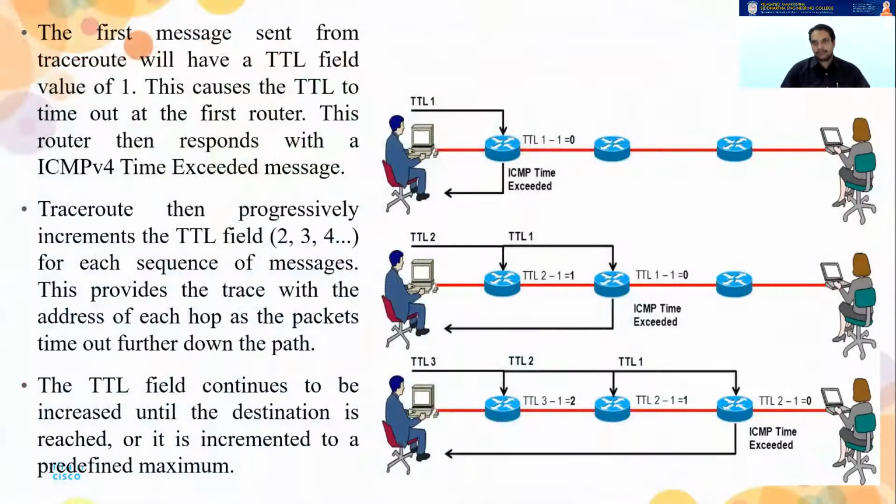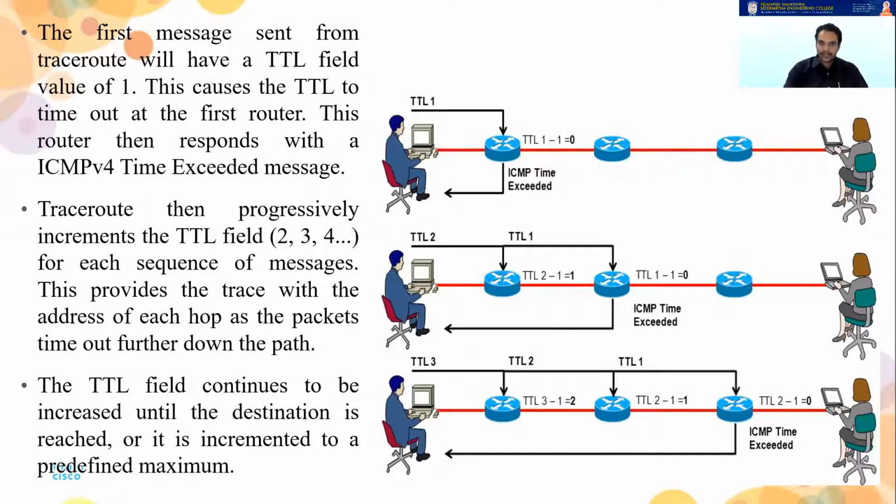So how does this traceroute work? It's pretty simple. It uses the time exceeded messages of your ICMP for IPv4. The first message from the traceroute will have a TTL field value of 1. Once this message goes out of your system and reaches the router, this router responds with a time exceeded message because the TTL field will be decremented to 0. Once it gets back, the host will increment the TTL counter to 2 and send it on.